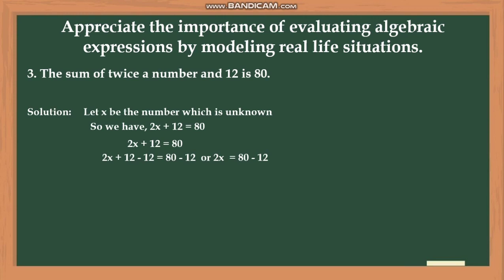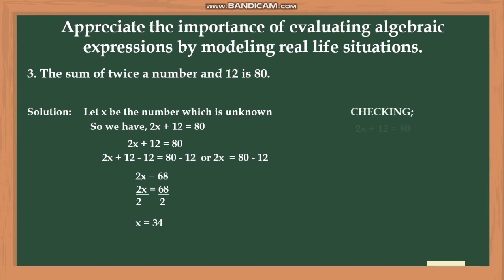So you can subtract 12 from both sides, or you can also transfer it to the other side. The answer will be 2x equals 68. Then divide both sides by 2 to get the x. 2x divided by 2 is equal to 68 divided by 2. Answer: x is equal to 34.